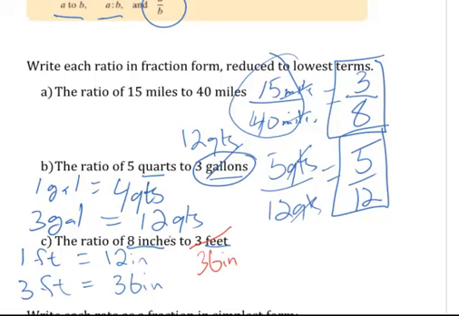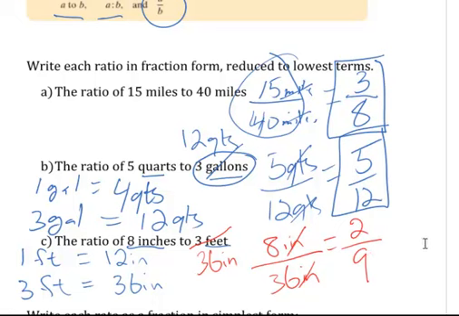So now I have 8 inches over 36 inches. I can go ahead and cancel my units. 8 and 36, I can divide them, say, by 4. 4 goes into 8 2 times. 4 goes into 36 9 times.